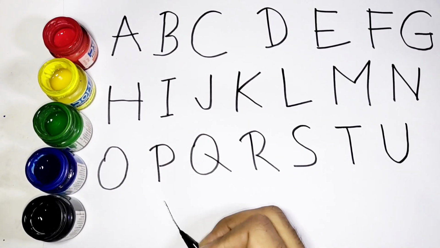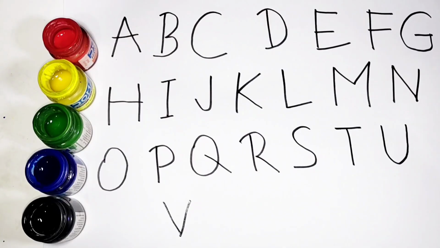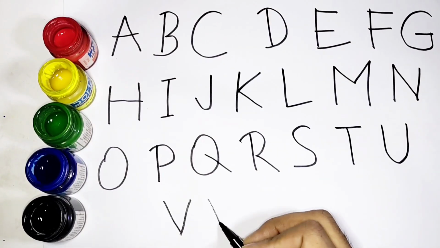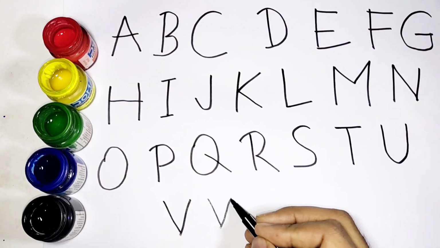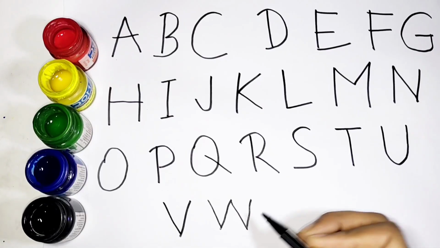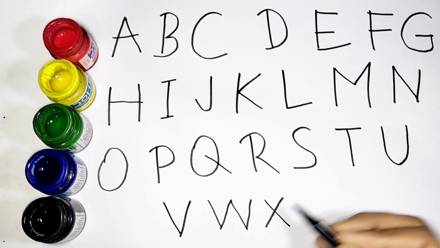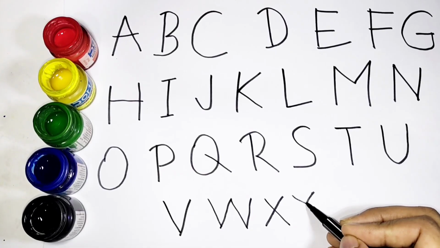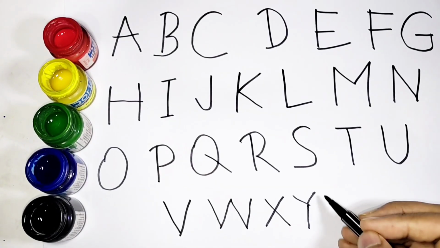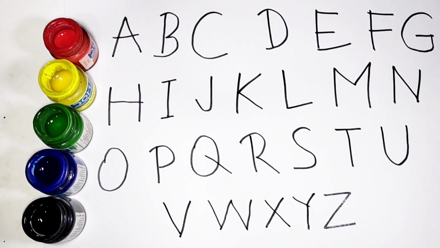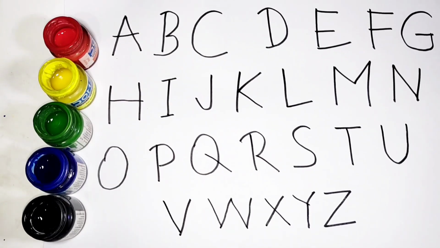And now we draw the alphabet of V. V for vanilla. Now we draw the alphabet of W. W for wolf. And now we draw X. The next one is Y. Y for yolk. And the last one is Z. Z for zoo, Z for zebra.